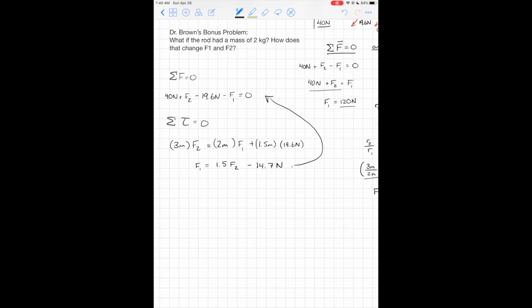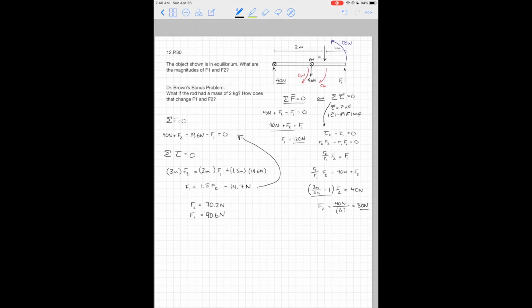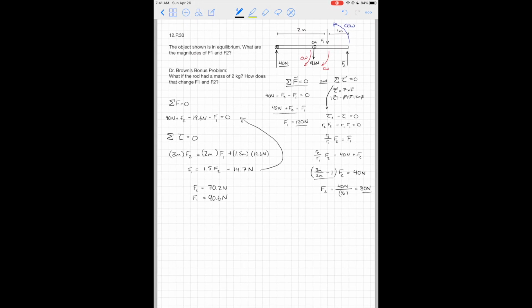If I solve for F2, I end up getting F2 equal to 70.2 newtons. F1 then has to be 90.6 newtons. So it's a little bit different from our values here. F1 definitely is a lot lower. F2 is a lot higher, though. So they've kind of balanced out a little bit more, which is kind of interesting.